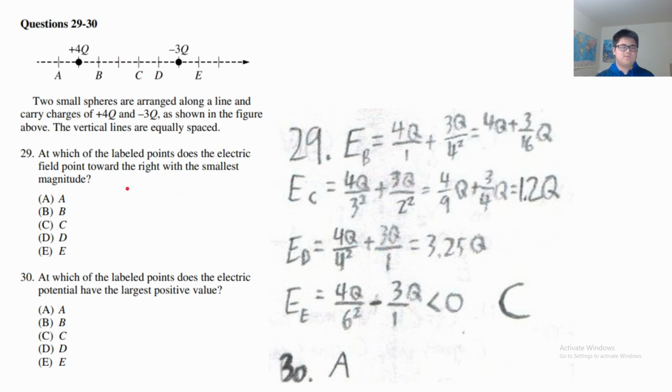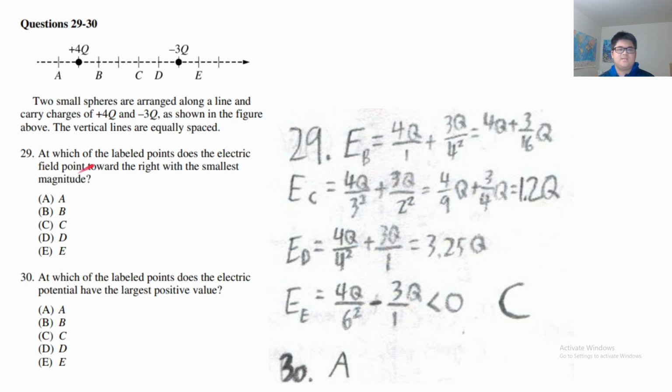Now we know that the electric field at point A cannot be the correct answer. A cannot be correct because A points towards the left. And the reason why A points towards the left is because this plus 4Q is greater in magnitude than the minus 3Q, so it points towards the left. So A cannot be correct. So therefore it's either B, C, D, or E.